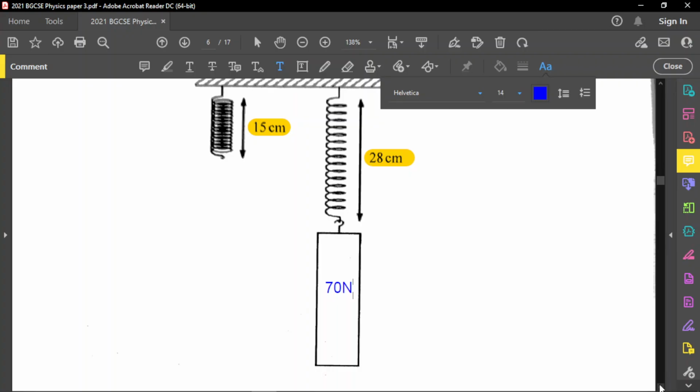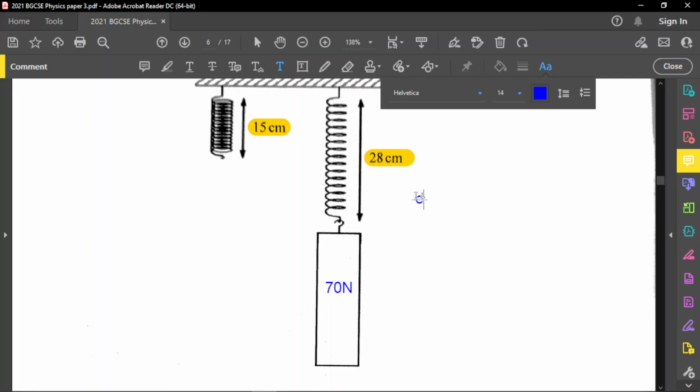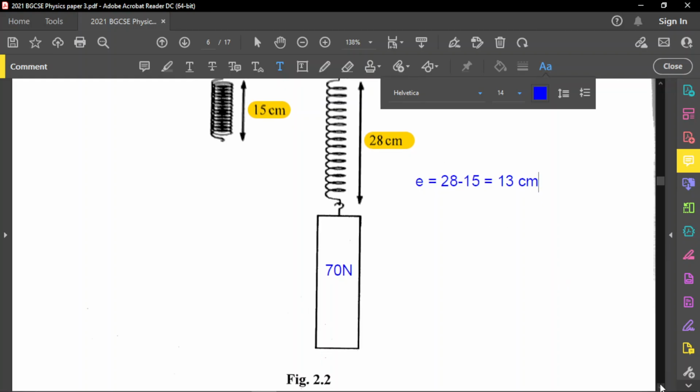So we have the weight of the block, and we have two different lengths of the spring. We can make a note right here: we have length 1 and length 2. The two different lengths will provide us with the actual extension. So the actual extension of this spring based on this block is equal to 28 minus the original length, which is 15, and that equals 13 centimeters. So the extension there is 13 centimeters. Just make a note of that, just in case we need it after this. That's very important to note.